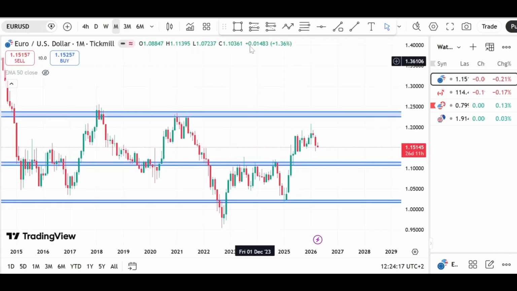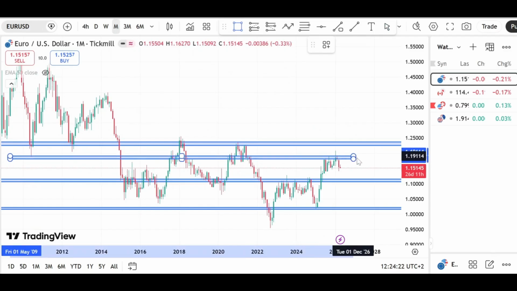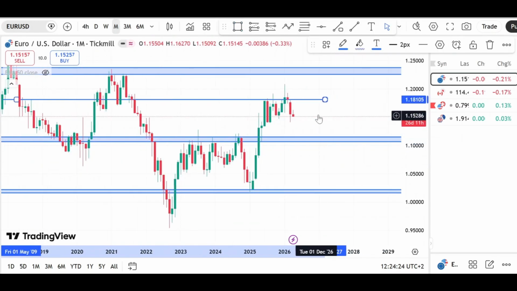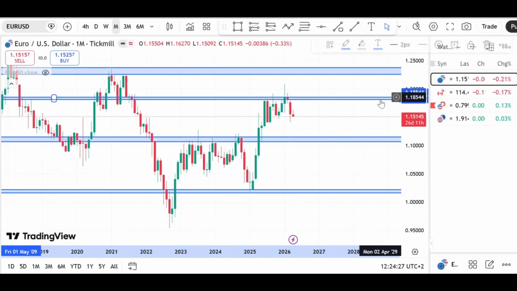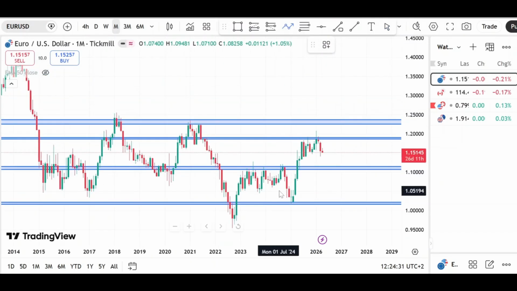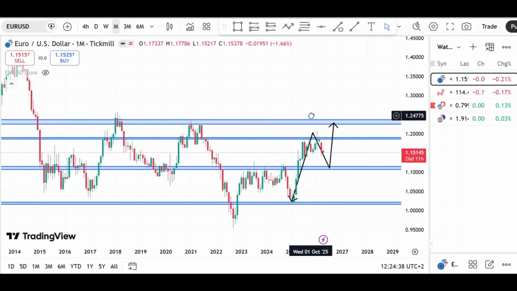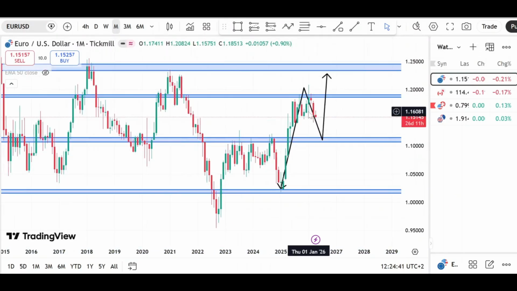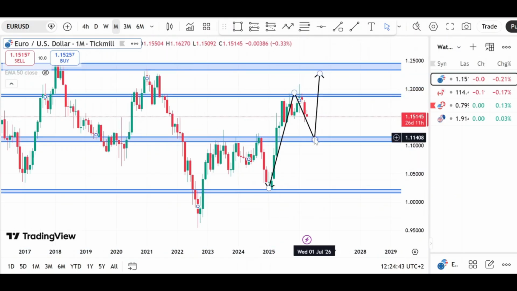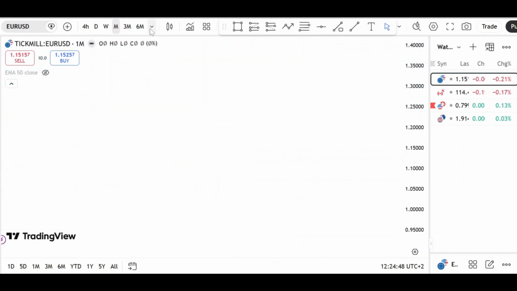Okay, let's continue. This is the monthly time frame. Here we can expect a block of structure, higher high, higher low, then we complete the uptrend. So we are capitalizing on this pullback phase, looking for sells. Let us go to the weekly structure to see what's happening.